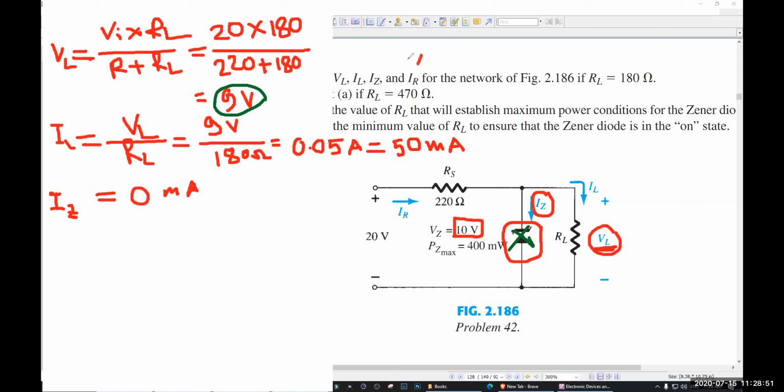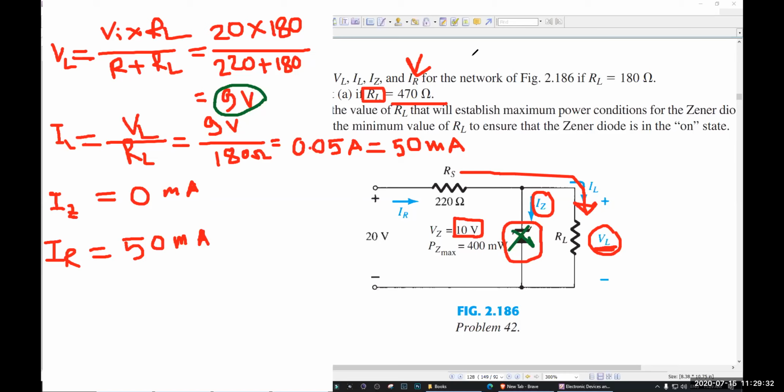Now IR. IR is VR divided by R, but here we do not have to use it, because nothing is going through the Zener, so all the current goes through the same path. So the same current, 50 milliampere. You can use VR divided by R, no problem. Okay, this is question number 1.